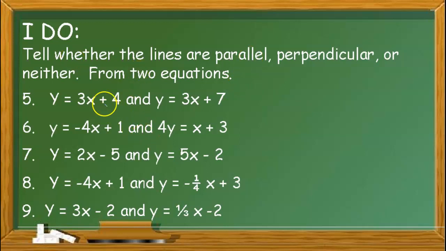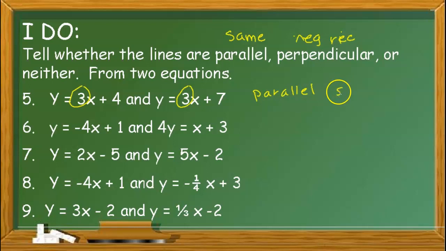So let's just look at this first one. We're just going to look at the slope value. That's all we're looking at. And we're going to say, are they the same? Are they negative reciprocals? Or are they neither? So we've got 3 and 3, so they are going to be parallel, because they have the same slope. Or you could say the slope of 1 is 3 and the slope of 2 is 3, if you need a justification.